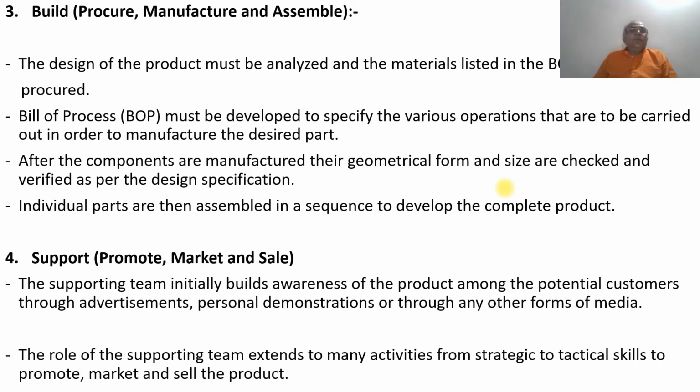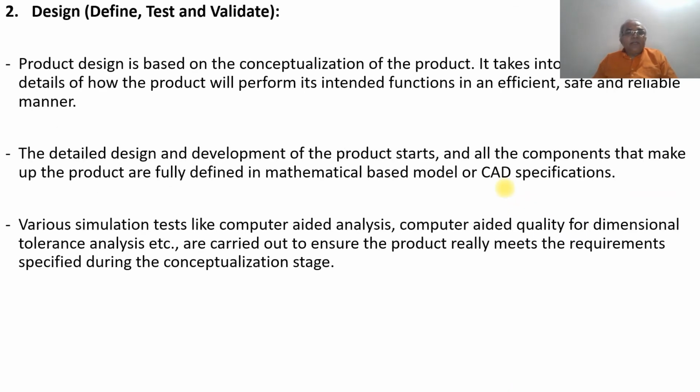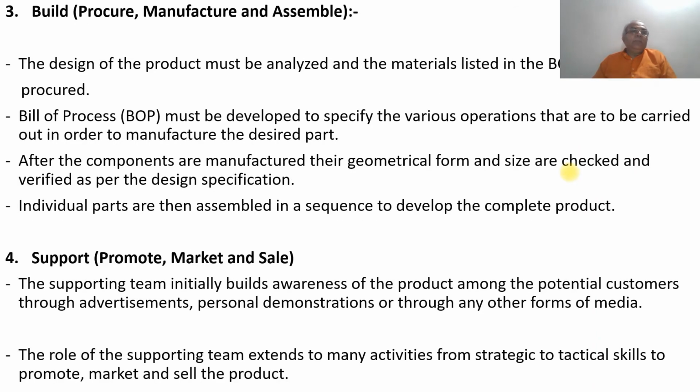Then in the next stage, we go for build. What is that? Procure, manufacture and assemble. Here in this case, the assembly of the parts, or everything, is done virtually. We don't go for the manufacturing here itself. You do the assembly of the parts by using the CAD software and check for the interferences. Once you check for the interferences, and by giving the dimensional tolerance, once you do all those things and everything has been true, then it comes to the build.